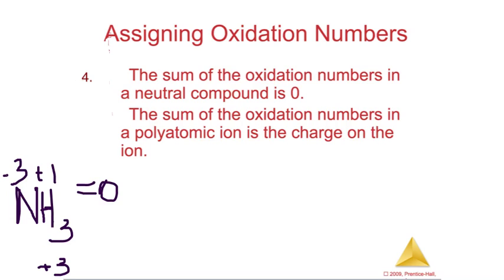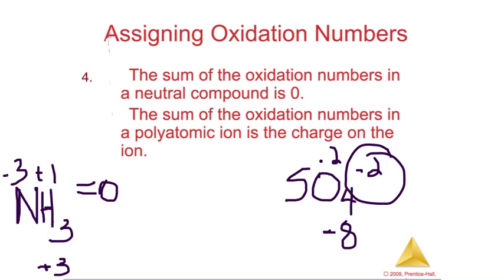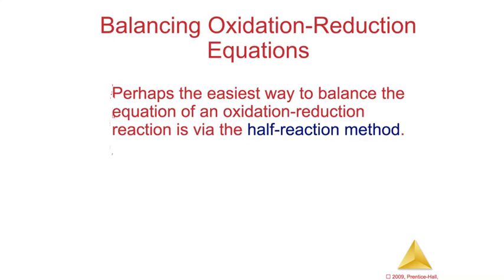The sum of the oxidation numbers in a polyatomic ion, for example the sulfate ion, would have to add up to the charge on the ion. So in this case, our oxidation numbers are going to add up to a total of -2. The oxygen in this compound is going to have an oxidation number of -2. And since there are 4 of them, that's going to be -8. And for the sum of these to add up to -2, that means our 1 sulfur has an oxidation number of +6.